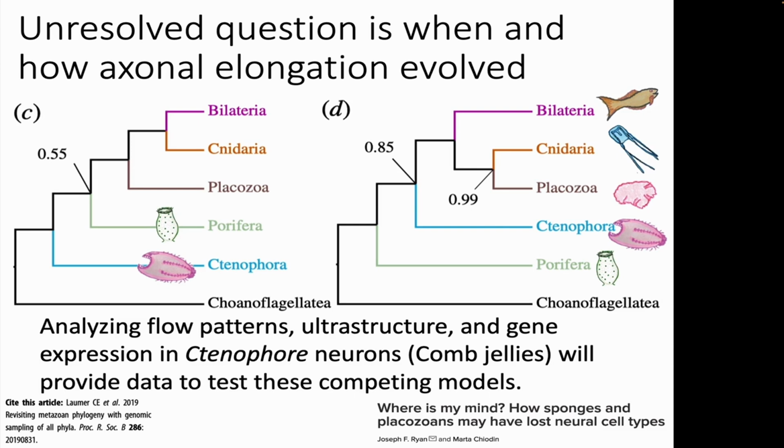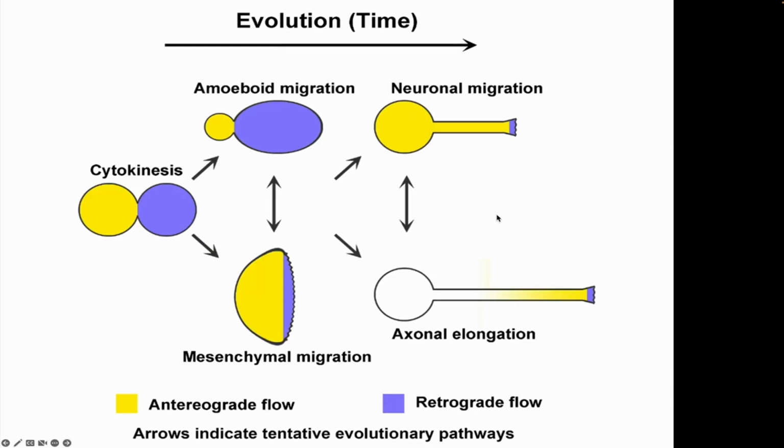The simple suggestion that we're making here is that by analyzing flow patterns, ultrastructure, and gene expression in ctenophore neurons, these would be the comb jellies, and comparing that with the expression of genes and the flow patterns in, for example, mammalian neurons, we can start to get a better understanding of the process of evolution and ultimately put together a really tight understanding. In this little diagram, these arrows indicate tentative evolutionary pathways.